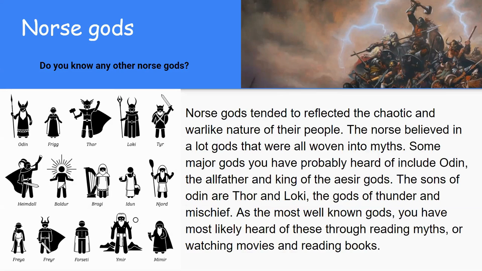Norse gods tended to reflect the chaotic and warlike nature of their people. The Norse believed in a lot of gods that were all woven into myths. Some major gods you've probably heard of include Odin, the Allfather and king of the Aesir gods. The sons of Odin are Thor and Loki, the gods of thunder and mischief. As the most well-known gods, you have most likely heard of these through reading myths or watching movies and reading books.